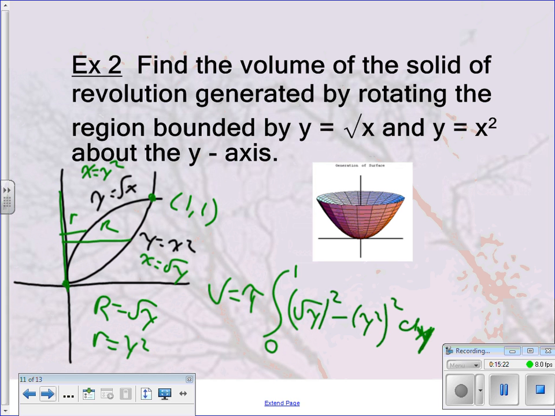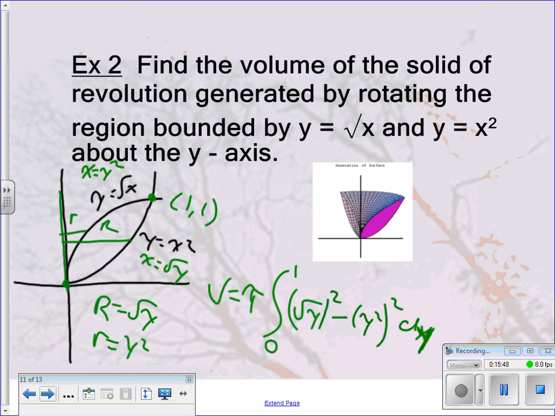You look at this right now, and what are you thinking? You're thinking, okay, wait a minute, that's going to be a negative volume, right? Because the square root of y is smaller than y squared, right? Well, if you take the square root of y and square it, you get y. So it's y minus y to the fourth. What you're thinking, okay, that's bigger, right?